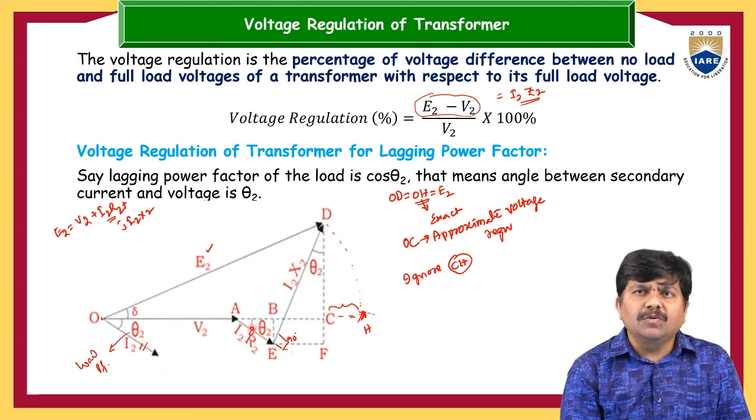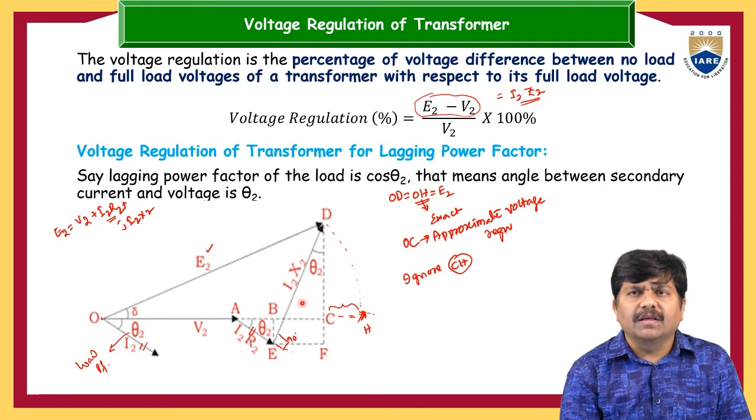So this theta 2 angle we know, and the diagonal we also know. So AB we can calculate: AB is nothing but I2R2 into cos theta 2. That is the vector. That is one thing. And the second one is B to C. B to C and E to F are both the same.